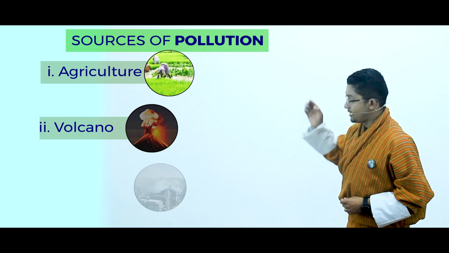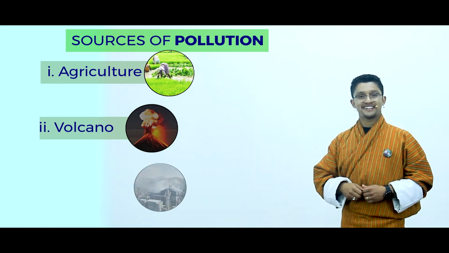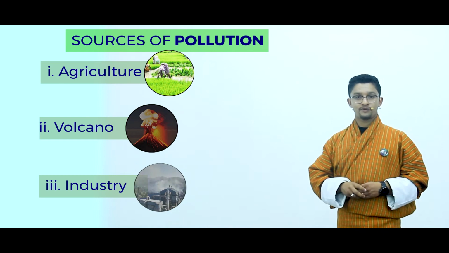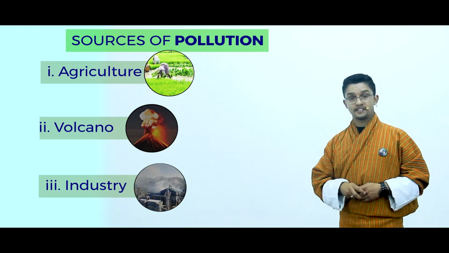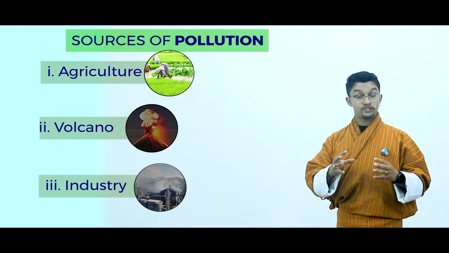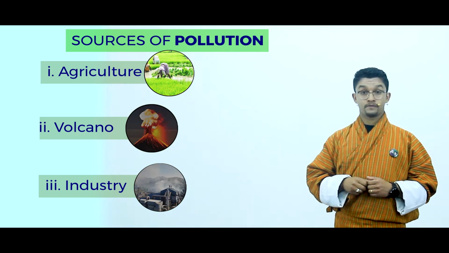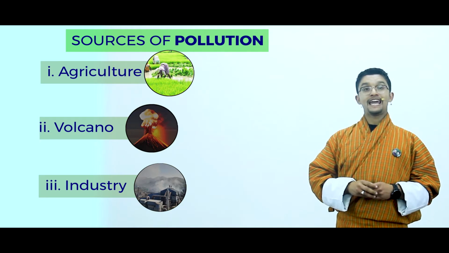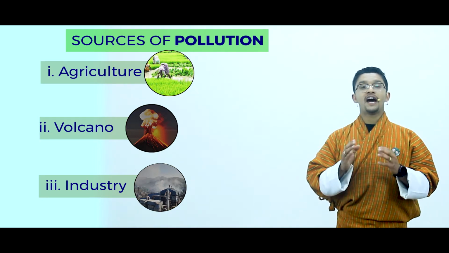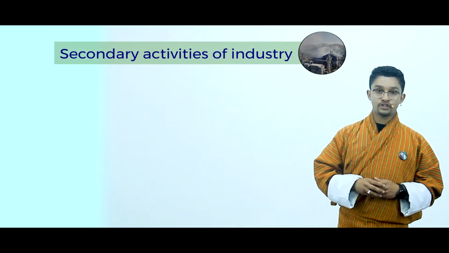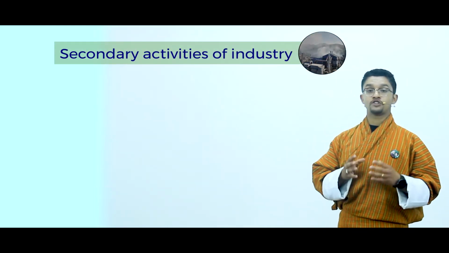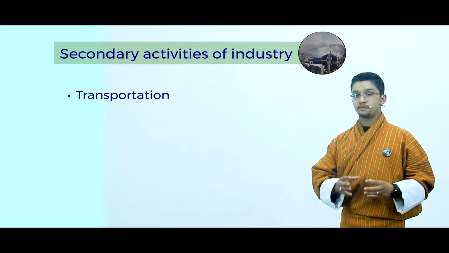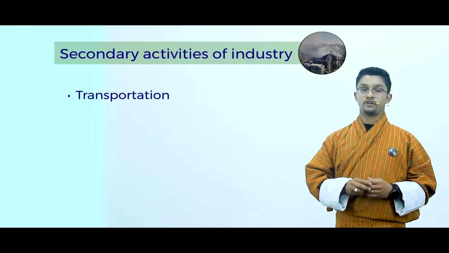The third image here is industry. In the image, as it is represented, we see some factories and a lot of smoke coming. That directly depicts air pollution. Apart from that, there are other secondary activities. For industries, transportation has to be developed. During transportation, a lot of pollution occurs.